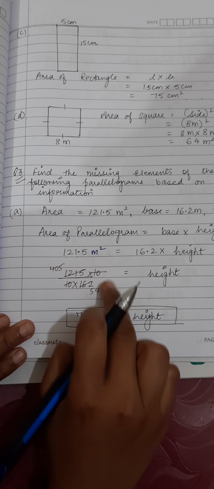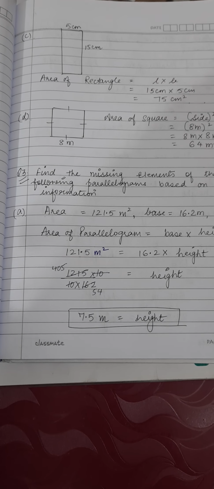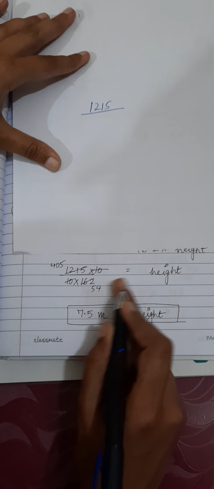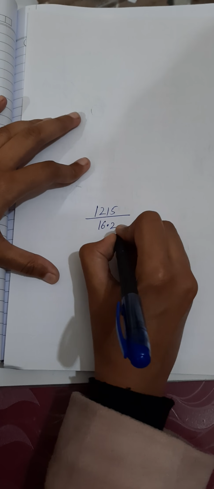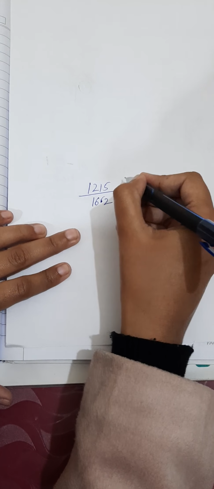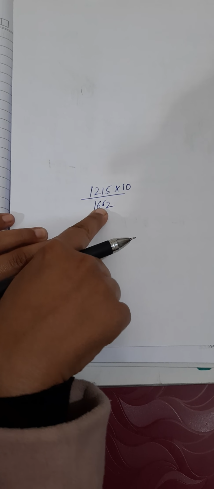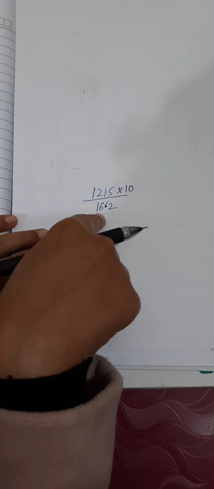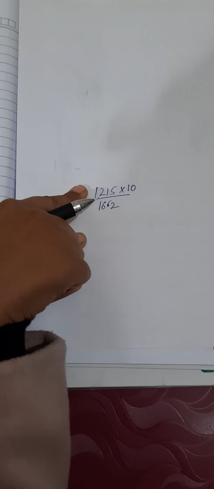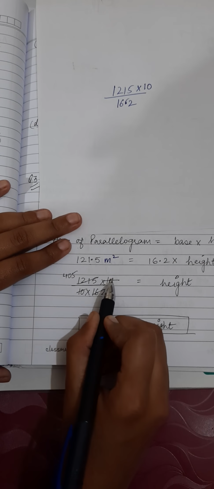And when you are going to solve this, 1215 upon 162.5. Now what you are going to do is, to remove this decimal, you are going to multiply the numerator with 10 because this decimal is in the denominator. If the decimal is in the denominator, multiply in the numerator. If the decimal is in the numerator, multiply it with the denominator. Okay, so that's why I have multiplied 10 in the numerator.